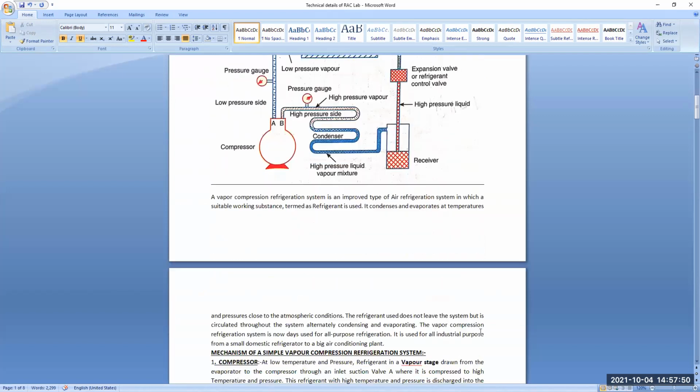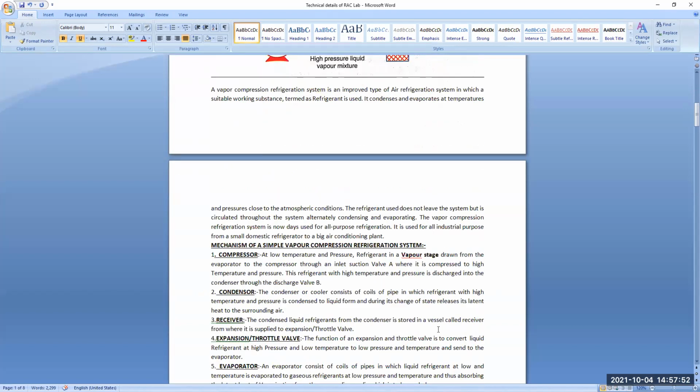Now, let us move further into the compressor and condenser itself. What is the mechanism of a simple vapor compression refrigeration system? For the compressor, I'm telling you again, the refrigerant in a vapor state at low temperature and pressure comes down from the evaporator to the compressor.